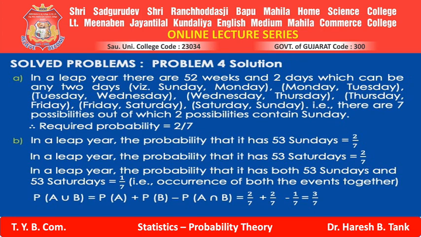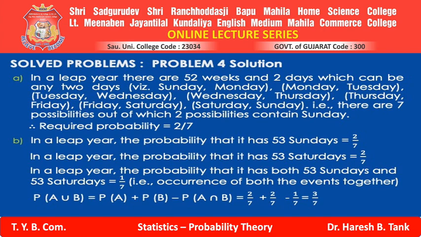Right? Think of the second now. In a leap year, the probability that it has 53 Sundays is 2 by 7. In a leap year, the probability that it has 53 Saturdays becomes 2 by 7. Now, let us connect it. In a leap year, the probability that it has both 53 Sundays and 53 Saturdays. Look, connector is AND.